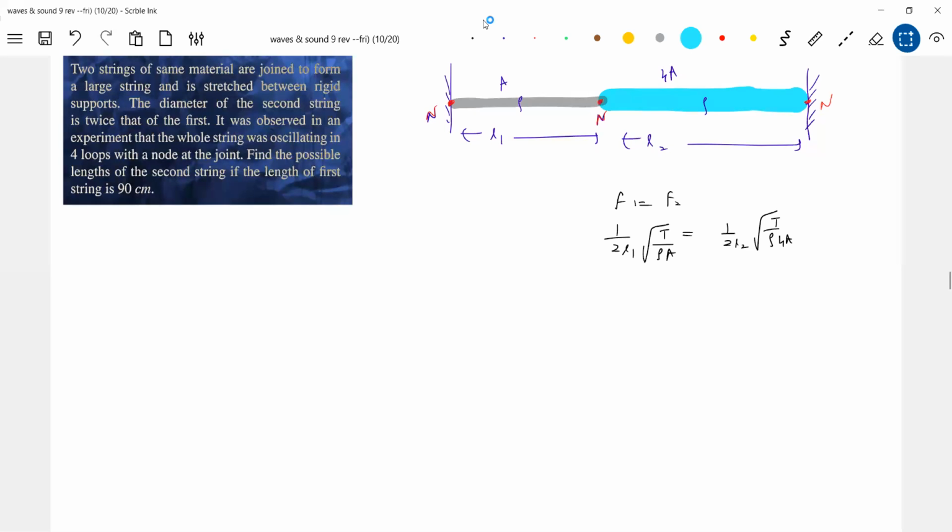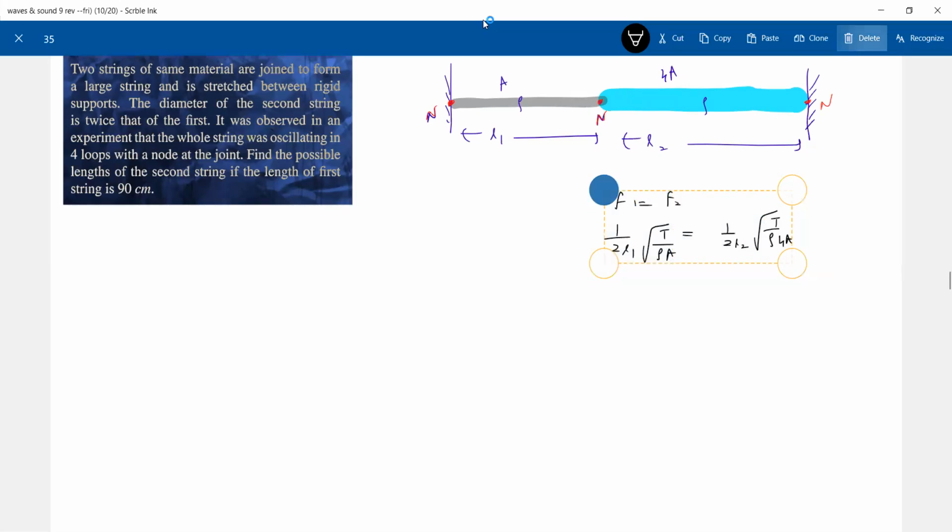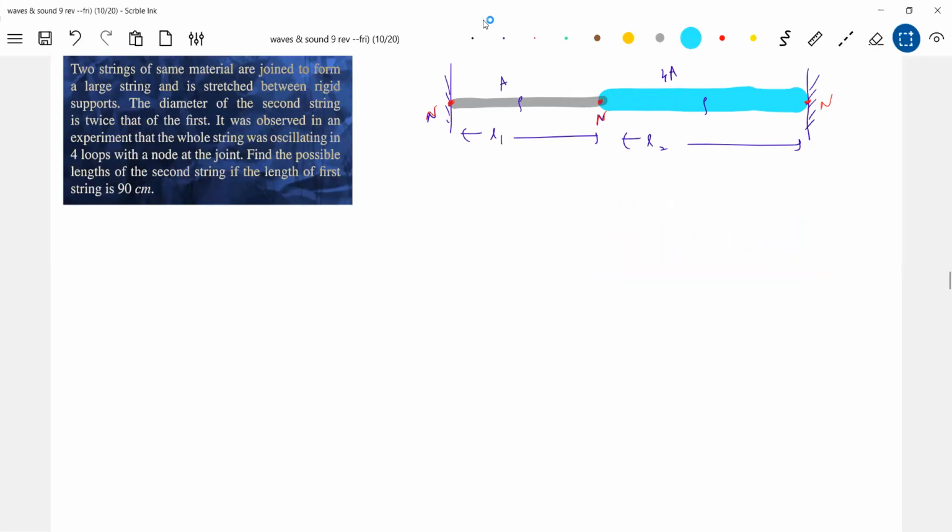I can't start from here. Okay, this one. Total number of loops are 4, no? Then what are the possibilities? Minimum 1 loop should be there. So 1, 3. You can write a general expression afterwards, we can substitute.